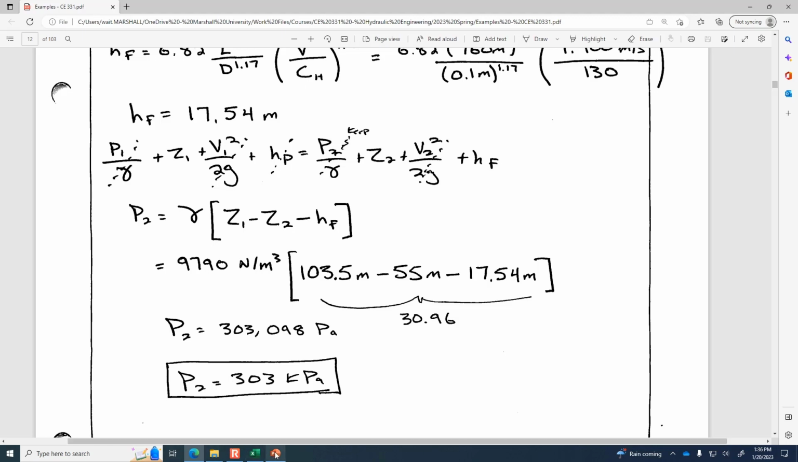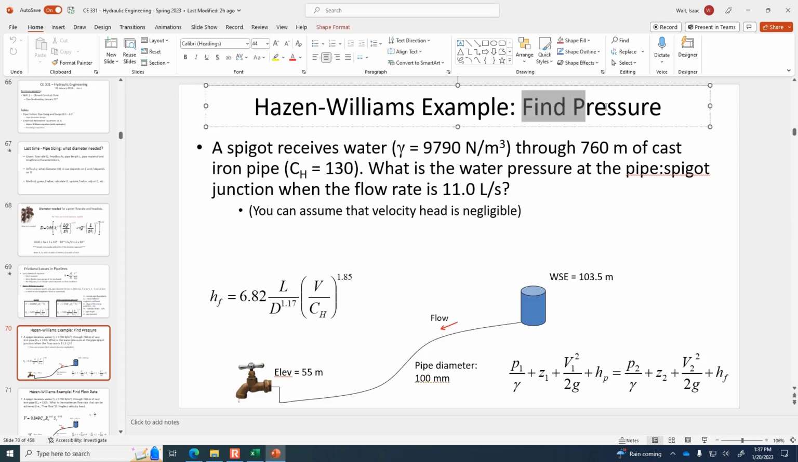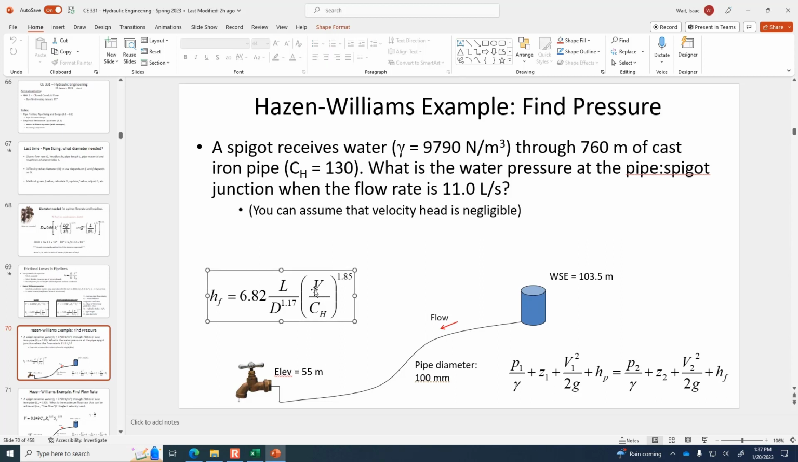So just to take a step back and revisit the broad strokes of this example. We're trying to find the pressure just before the water comes out of the spigot. What was unique about this example compared to what we've done in the past is this time, instead of using the Jain equation and then the Darcy-Weisbach equation to estimate the effective head loss, we calculated head loss based on the Hazen-Williams equation. So we could go back and solve this example again with Darcy-Weisbach and see how they compare. And we'll do that in some future class.